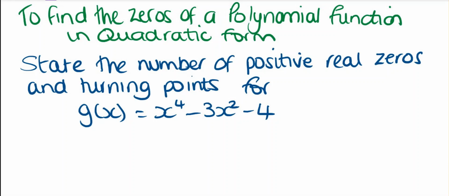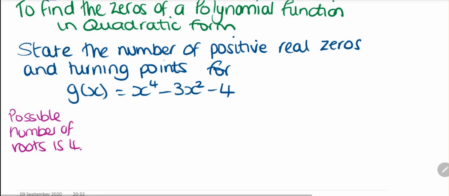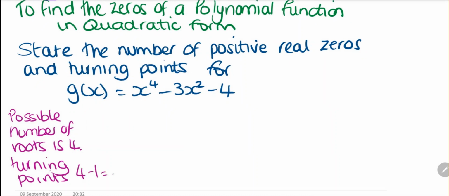The leading coefficient is 1 and it's positive, and we have a degree of 4. Therefore, because it's a degree of 4, the possible number of roots will be 4. And the number of turning points is going to be the number of roots minus 1. So the maximum number of turning points is going to be 4 minus 1, so that's going to be 3.